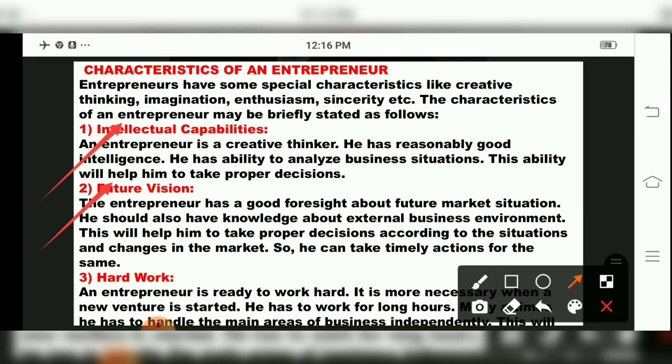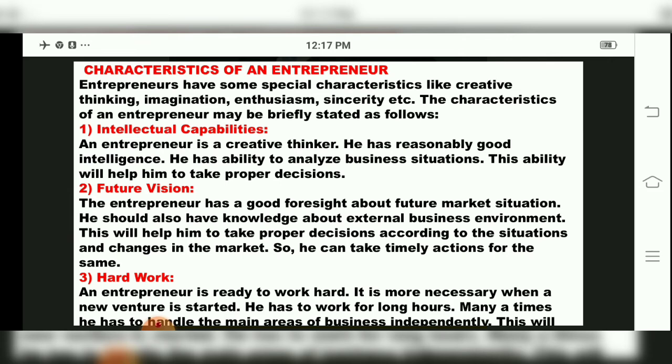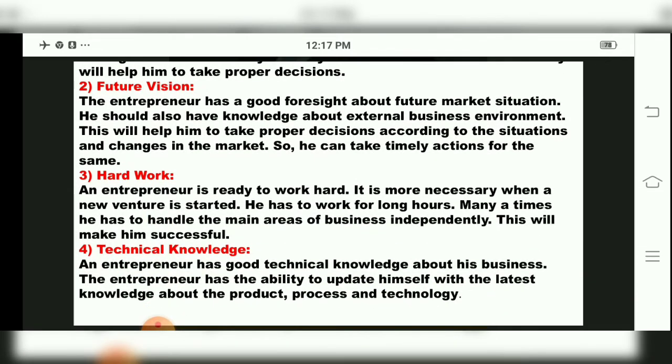So the second characteristic an entrepreneur should have, children, what is that? Future vision, thinking about future, good foresight about future. Whatever situation arises in the market, the entrepreneur should take a decision, should have knowledge of what production will have demand in the market. So he should be capable, he should have an ability to take proper decisions according to the situations that arise in the market, and should take timely actions and work on it to have a better future for the company, children. So the second characteristic tells that an entrepreneur should have future vision.